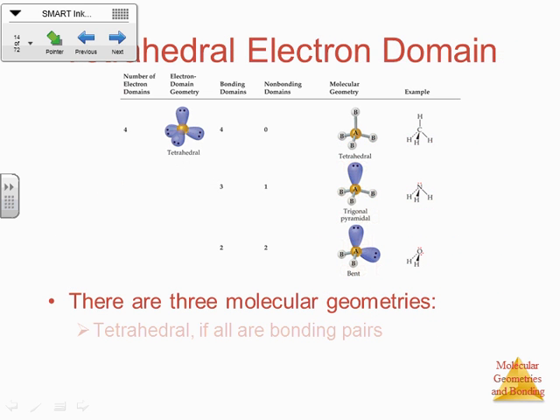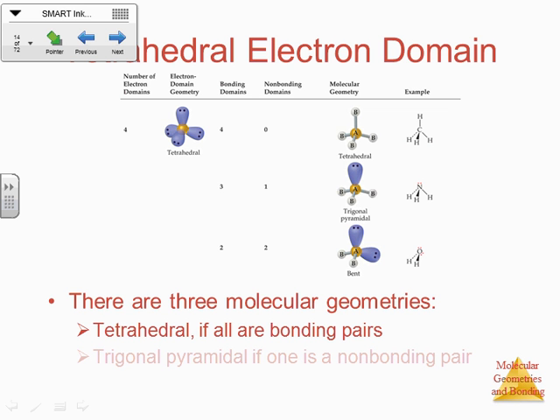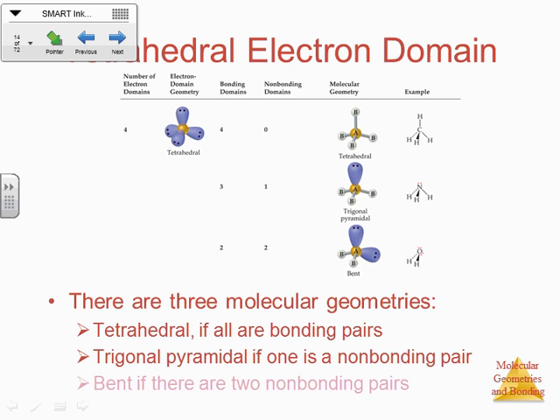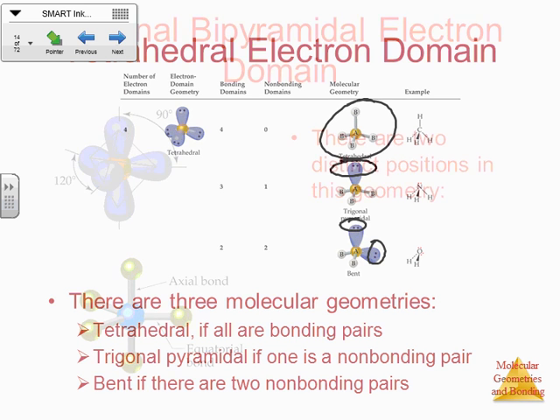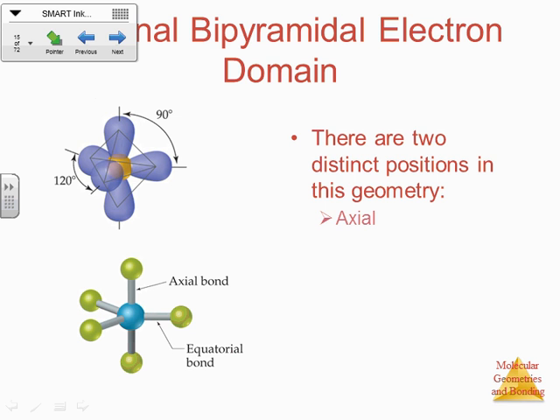All right, getting back to our domains here. So now we've got the tetrahedral domain, and again, if you've got all four atoms, that's going to be tetrahedral. If you have one lone pair, it's trigonal pyramidal, and if you have two lone pairs, it's going to be bent. We already talked about that, so I don't think I need to go into any more detail on that one. The trigonal bipyramidal electron domain.